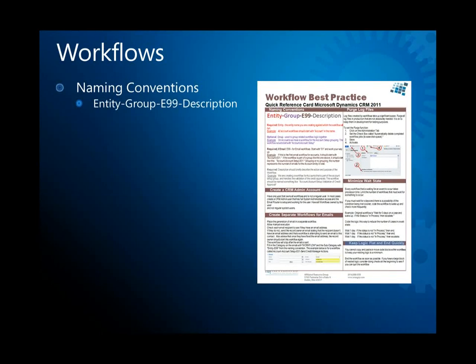So if I'm working on an opportunity and I'm doing the sales process and it's the send out stage 1 tasks, what I would probably end up doing is typing in opportunity hyphen sales process hyphen stage 1. That way it's going to group it by the entity as well as the group function, sales process, and then the description tells me basically what it is. Now the E99 that you do, E99 or T99 if you're doing tasks.